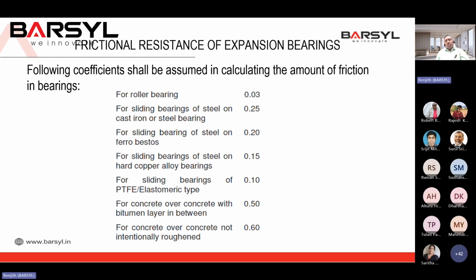And that bearing is not fully free to move. So there is a friction, and due to that friction there will be a resistive force. That force also acts as a horizontal force on top of the abutment. That is called frictional resistance of expansion bearings. How to calculate all those things is clearly given in the IRS bridge rules. For roller bearings, the coefficient is 0.03. For sliding bearing on steel, on cast iron or steel bearings, 0.25. Like that, we have to find out the coefficient and the force to be taken for the frictional resistance. That also will act as a horizontal force.